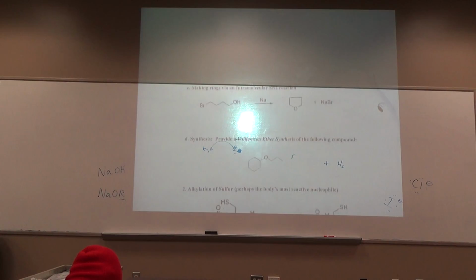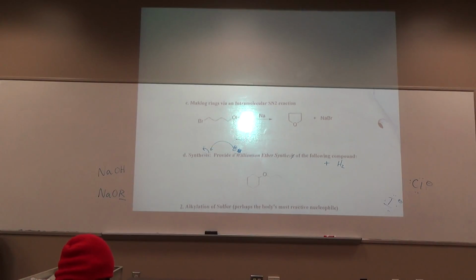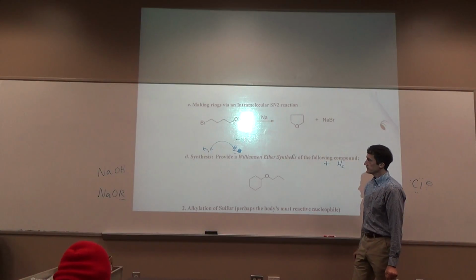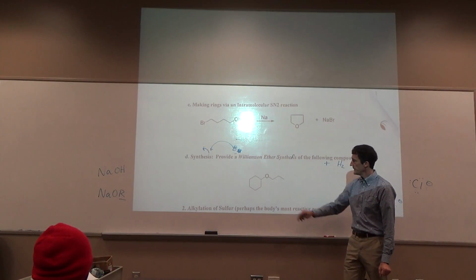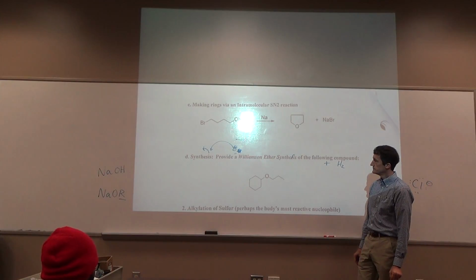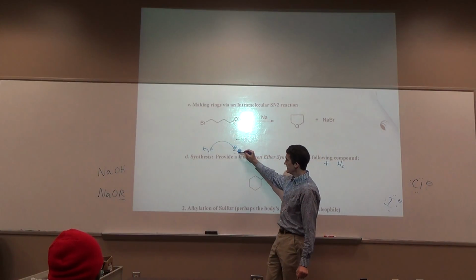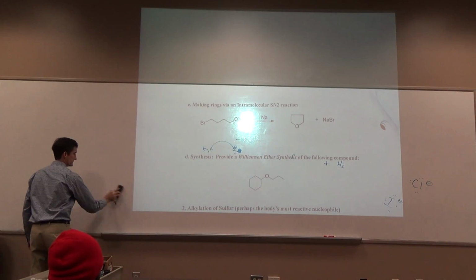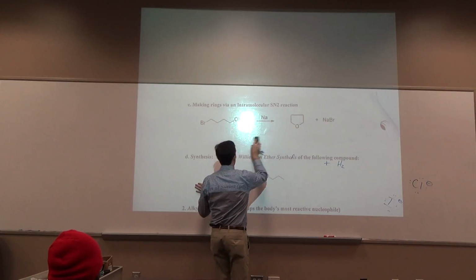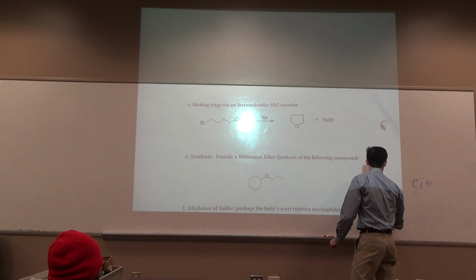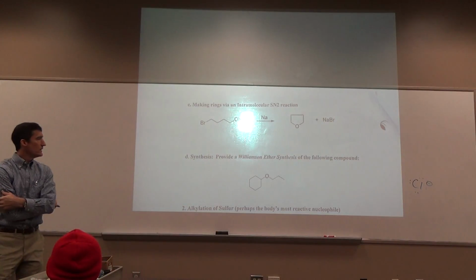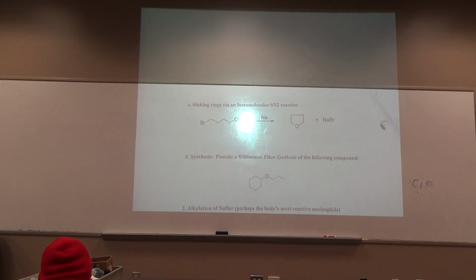Need to be able to go backwards here and do propose synthesis. How about this? Provide a Williamson ether synthesis of the following compound. Now I could have said provide a high yielding one. There may be more than one route. So can you show a synthesis of that compound, that ether?